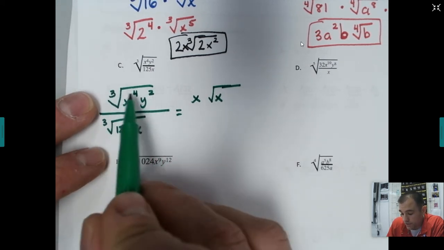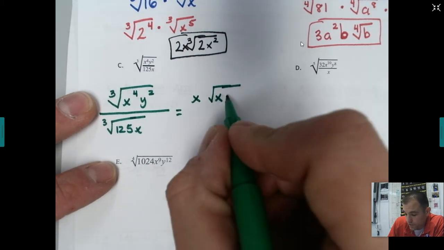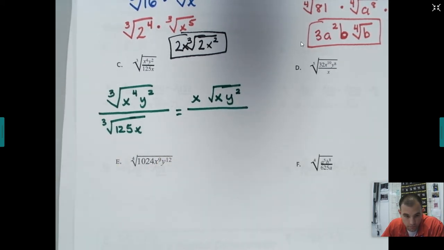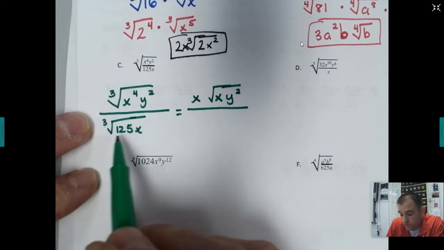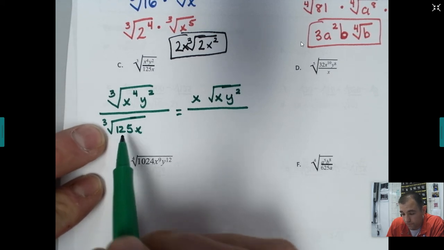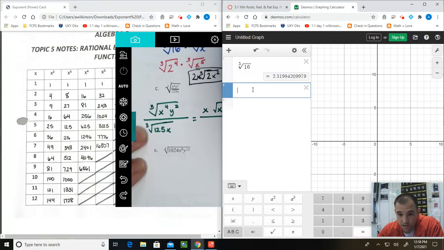3 will not go into 2. I can't take out 3 y's because I only have 2. So this is going to stay exactly the same, y squared. Let's do the same thing down here. Do each one separately. The cube root of 125. And you can always put this in Desmos first and see if it works.